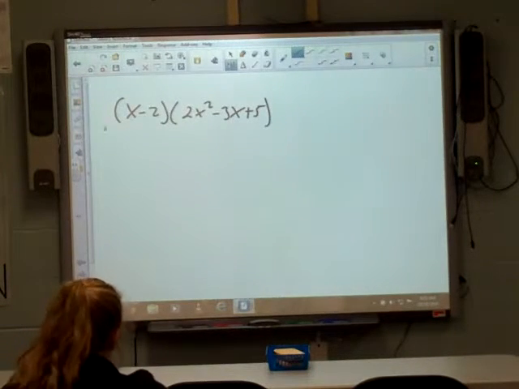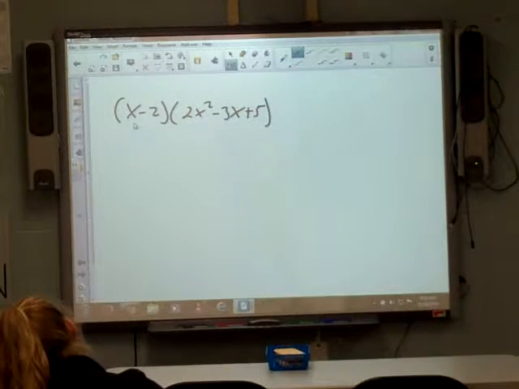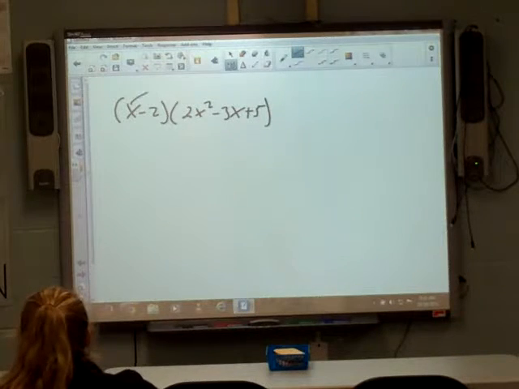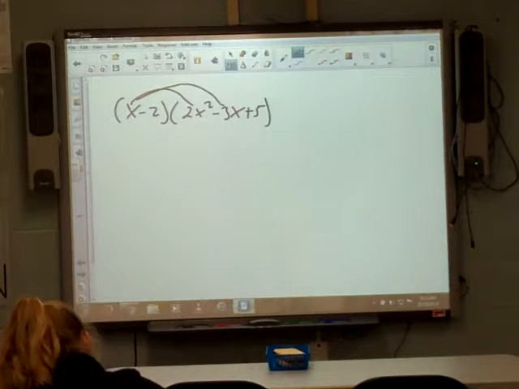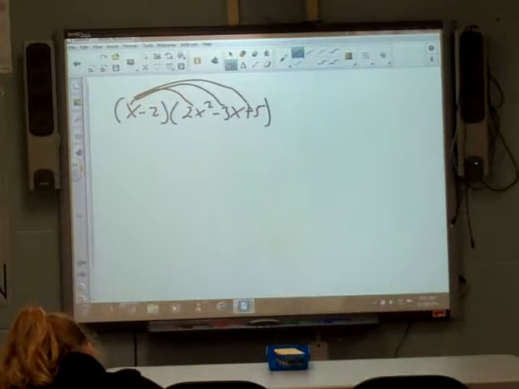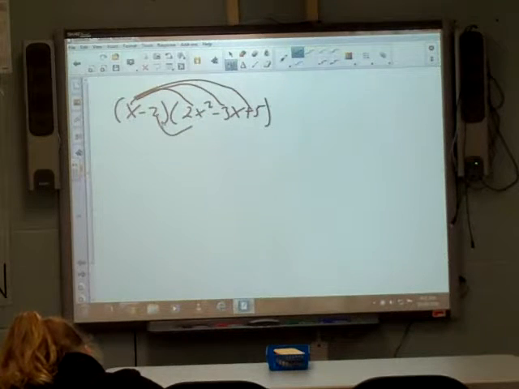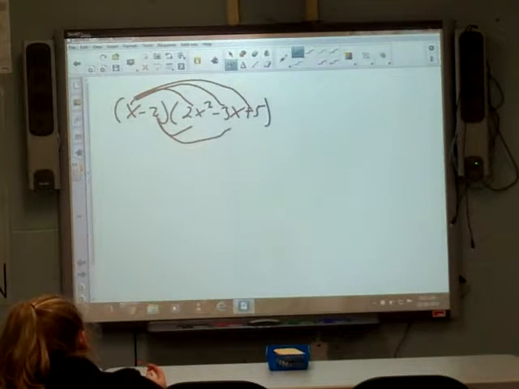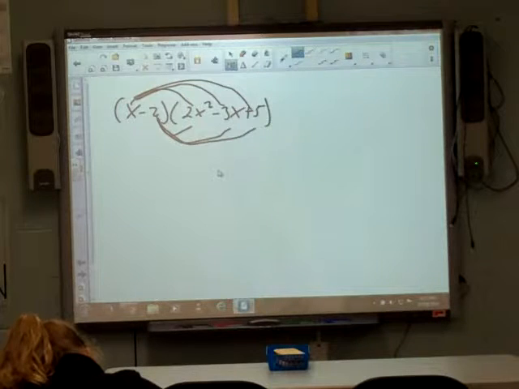I'm going to take the first term here, and I always do the one in the smaller one, so the binomial. I'm going to take that x, and I'm going to distribute it to all of those. Then I'm going to take the negative 2 and distribute it to all of those, and then I'm going to combine any like terms. Okay?